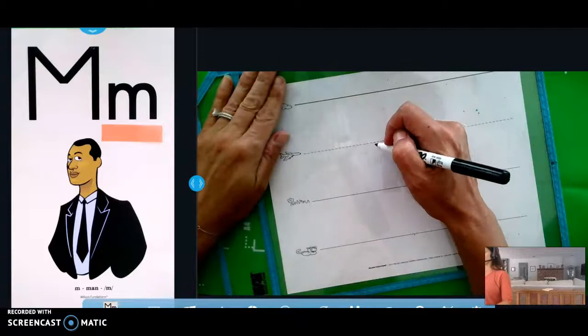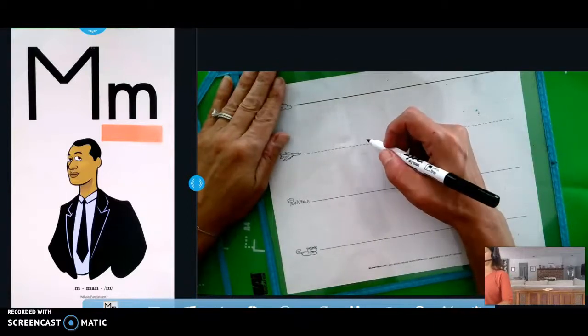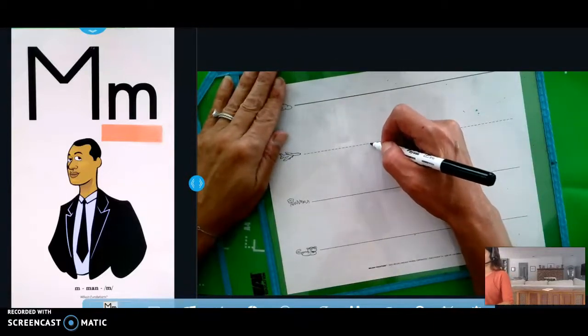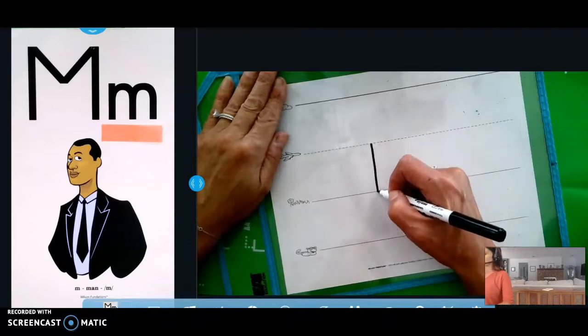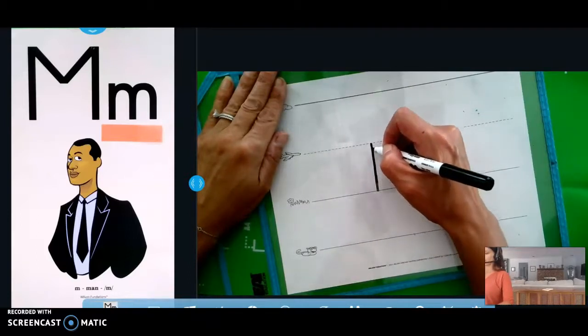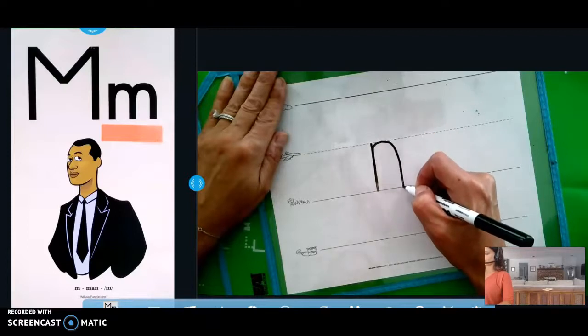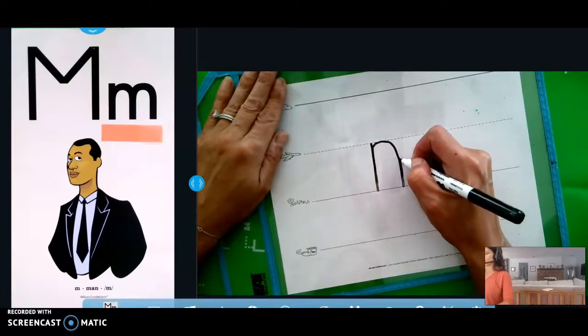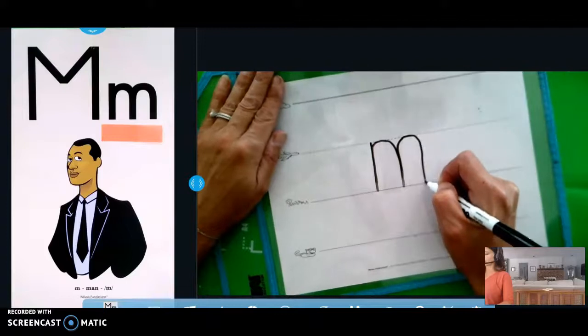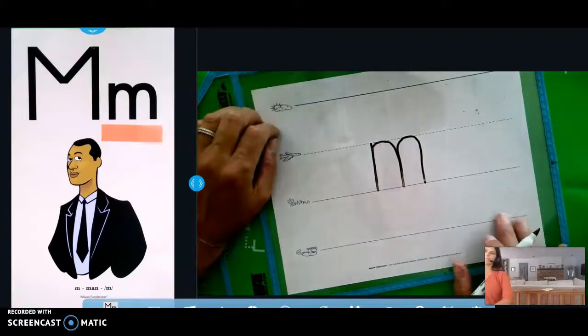Okay, sitting up tall, the pencil grip is correct. I start right on the plain line. I go down to the grass line. I lift back up, do a hump to the grass line, trace back up if you can, and then do a hump on to the grass line. M, man.